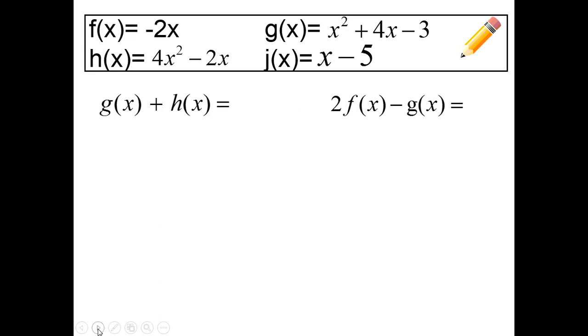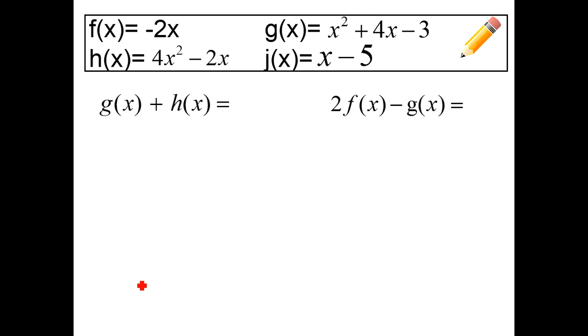Here is a box with 4 functions in it. I would like you to write this in your notes. These 4 functions we're going to use repeatedly over and over again in all of our examples today. So that's why I put a box around it. They're going to appear on every slide, but you only need to write it one time. So writing those 4 functions, you can see we have an f of x, we have a g of x, we have an h of x, and we have a j of x.